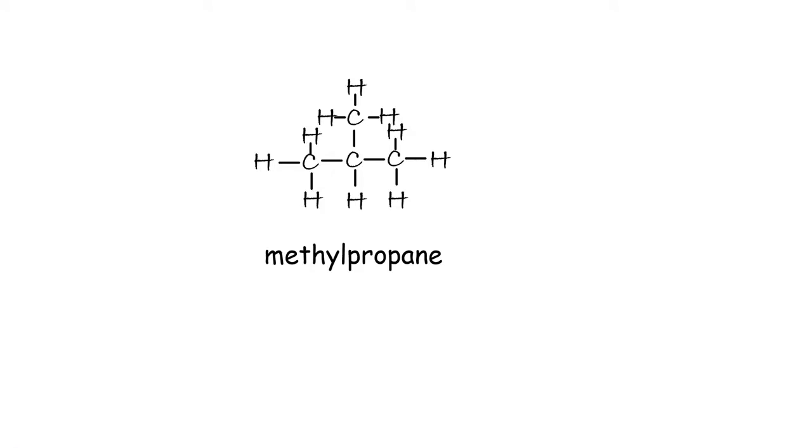This molecule's name is methylpropane. Propane, because there are 3 carbons in the longest chain, and methyl, because there is a branch containing 1 carbon attached to it.